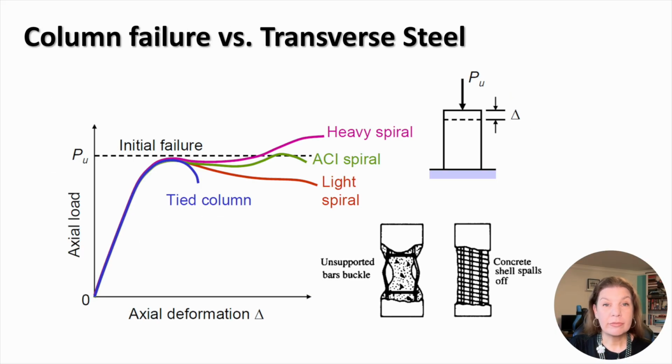The response of a reinforced concrete column depends on the type of transverse reinforcement used. Here you can see the force to axial deformation curves for a column with different transverse reinforcement, including links, light spiral, ACI spiral, and heavy spiral. As you can see, the spiral reinforcement makes the response of the column much more ductile, where the heavy spiral increases the column's strength.